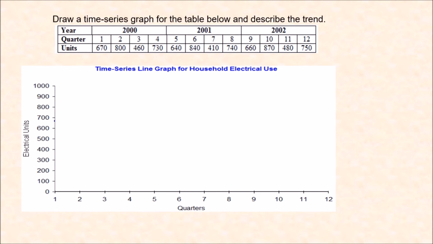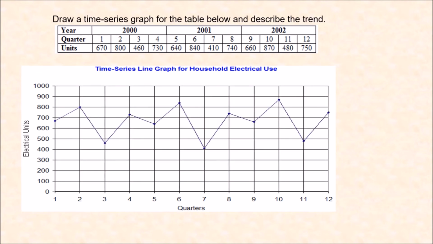Let's check your work. So we have to draw a time series graph for this table. So you have the quarters on the x-axis, the electrical units on the y-axis, so you should have this kind of graph. So I want you to observe and compare the trend for each year. So year 2000 is from quarter 1 to 2 to 3 to 4 to 5.